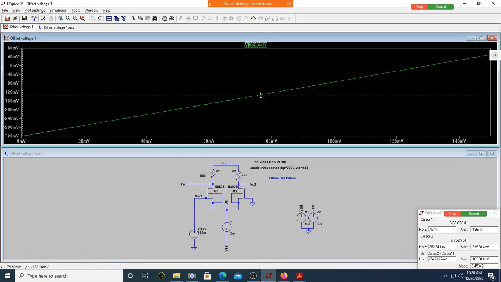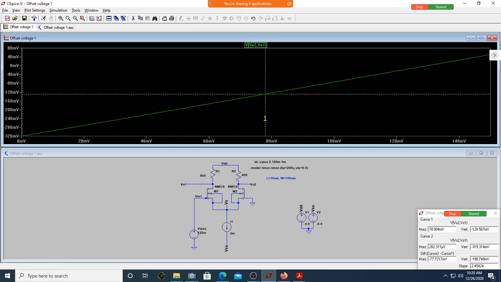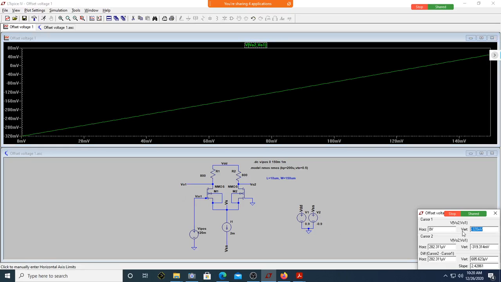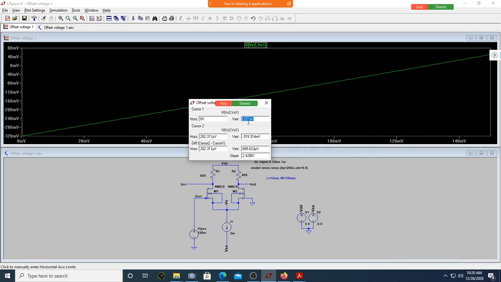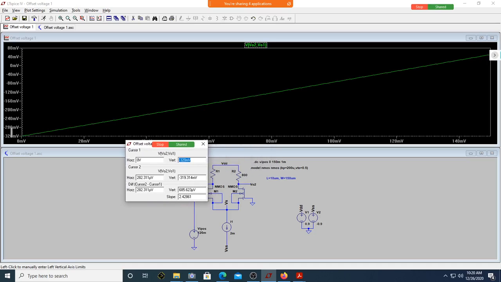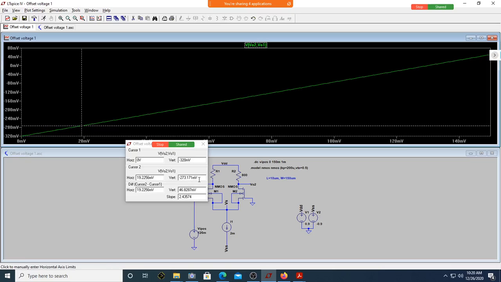Can you see, is this increasing? Just have a look at this vertical voltage. When this is 0, how much was the offset voltage? How much is offset? See here. So I'll just keep moving my input offset voltage. I'm increasing it. Can you see when I'm increasing, is this reducing?